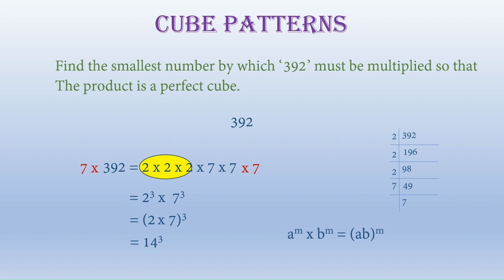So this 392 is not equal to 14 power 3. We have multiplied that value with 7. So what is the new number? The new number is 2744. So this particular number 2744 is a perfect cube and it is cube of 14. So we have to multiply 392 with 7 to make it a perfect cube.